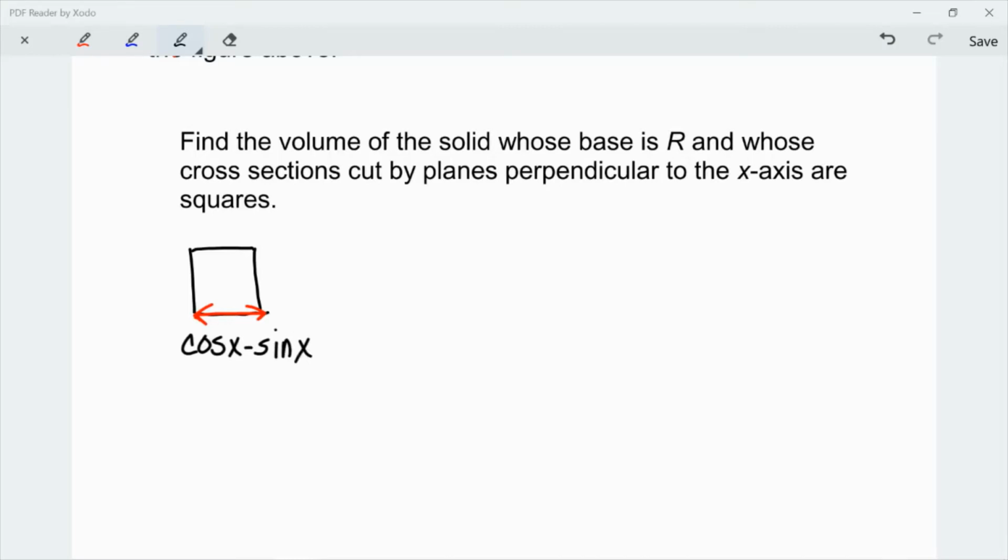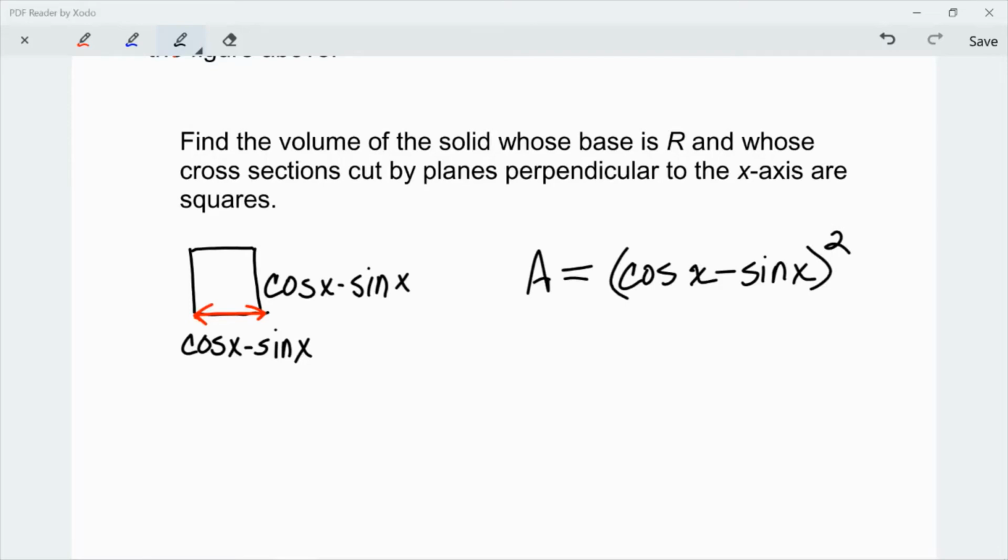Since this is a square, this dimension would also be cosine x minus sine x. So for the area of my cross section then, this is pretty simple. It's just cosine x minus the sine of x, squared.